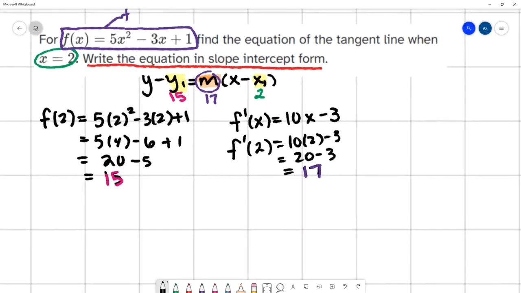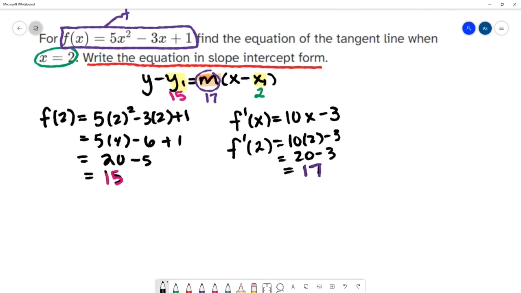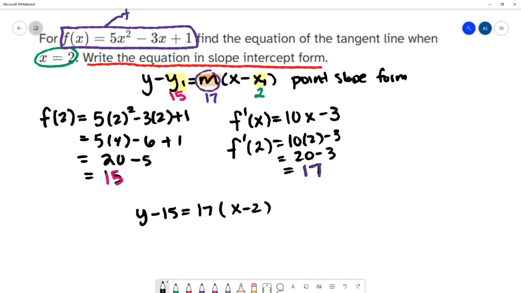We're going to substitute all those values into the equation. This format is called point slope form. And of course, there are other ways to get the equation of the line as well. So we're going to do y minus 15 equals 17 times x minus 2.